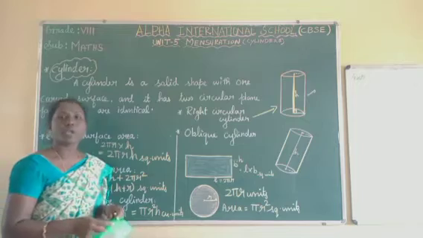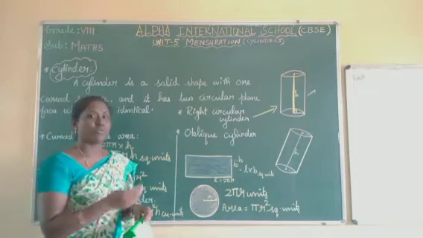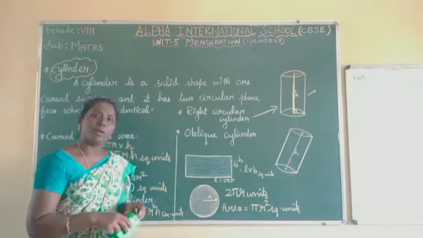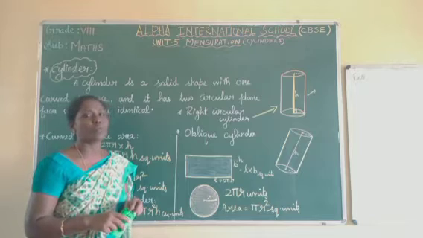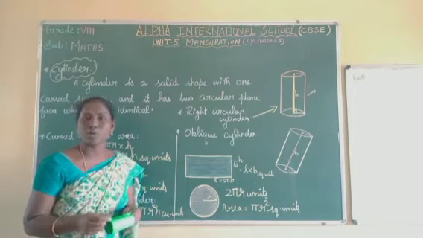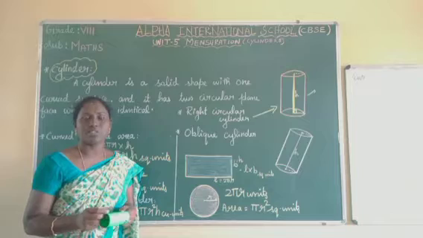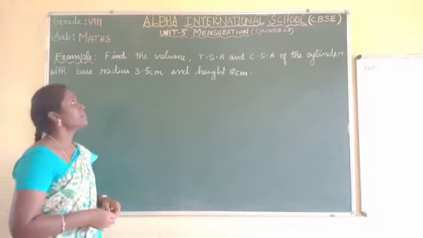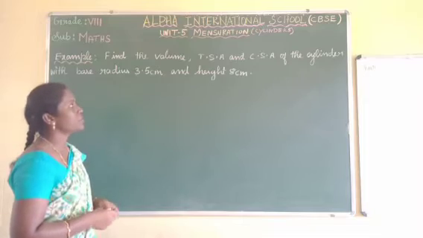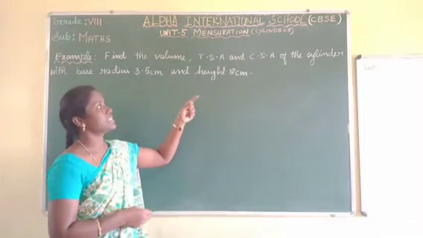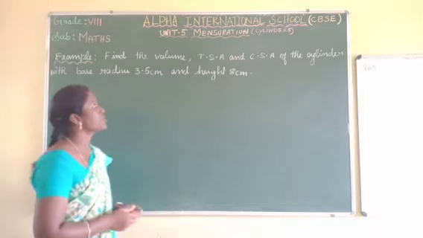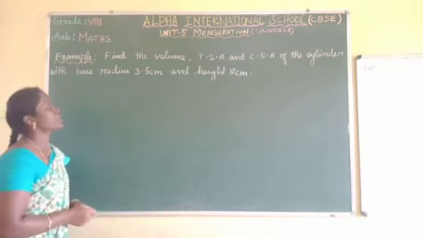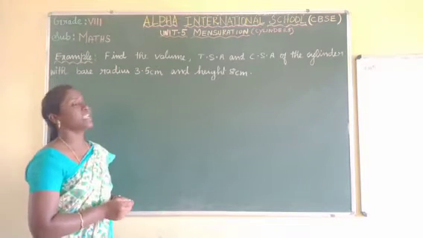Okay. So now we are going to see some applications of these formulas, how to find the total surface area, curved surface area and volume of the cylinder, and some real life problems based on cylinders. So we'll solve the exercise problems now. First example: find the volume, total surface area, in short TSA, and curved surface area of the cylinder whose base radius is 3.5 cm and height 8 cm.